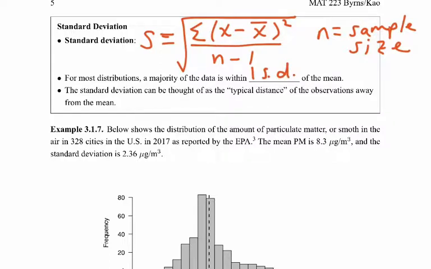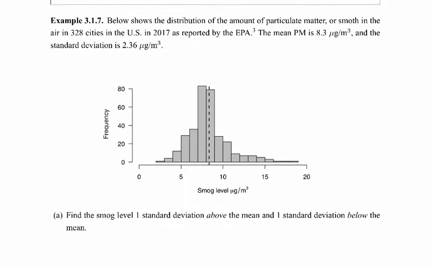The standard deviation can be thought of as a typical distance. The observations are away from whatever the mean is. So it kind of gives us a distance. It is a distance, really, that the values, on average, and I use that word loosely, are away from whatever the mean is. So a typical distance for the observations from the mean.